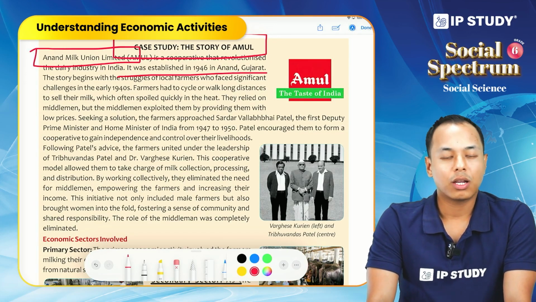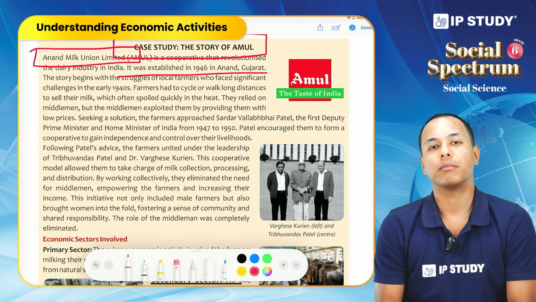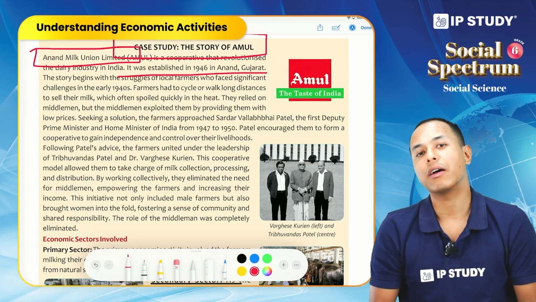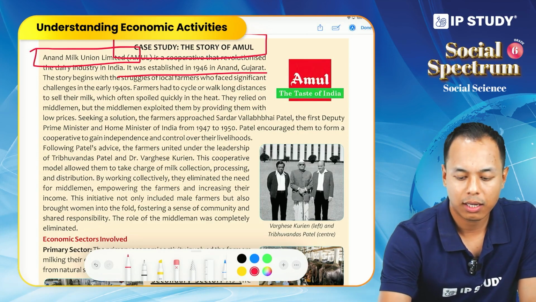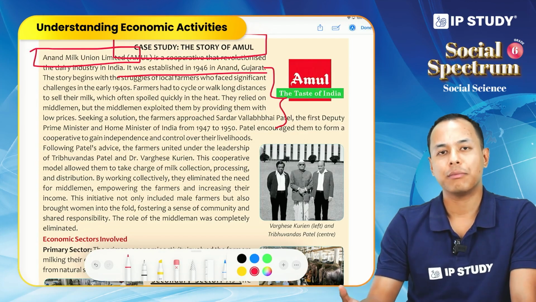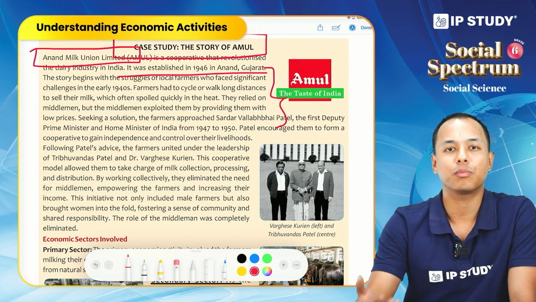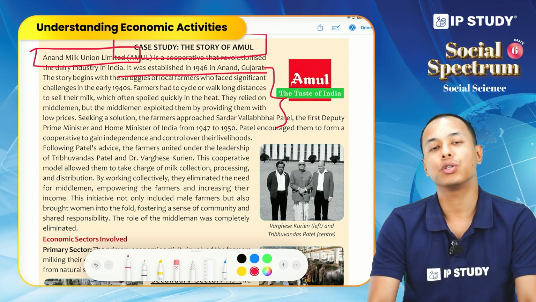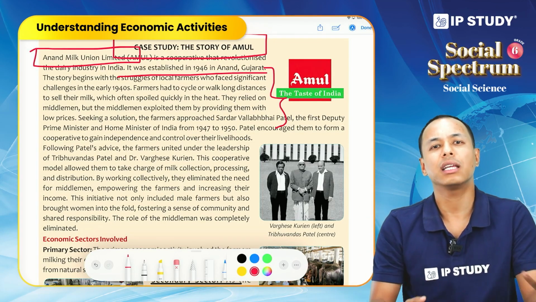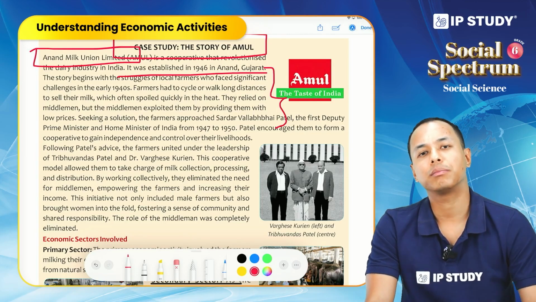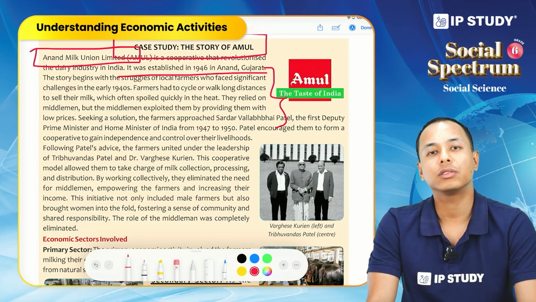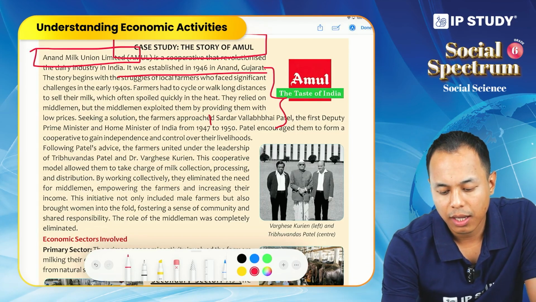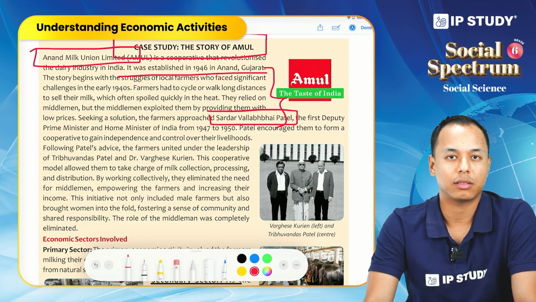Now the story begins when the milkmen or the farmers were facing a lot of challenges while selling their milk. They had to travel a long distance, and because of the hot climate, the milk was easily spoiled, and for this reason they had to rely on middlemen who used to collect their milk, sell it and then give them the profit. But the problem was the money they received for their milk was too little. Because of this challenge, they approached Sardar Vallabhbhai Patel, the then Deputy Prime Minister of India.